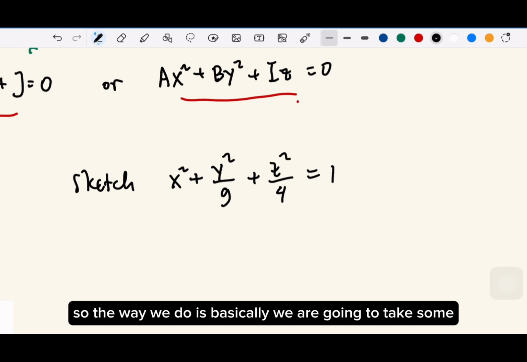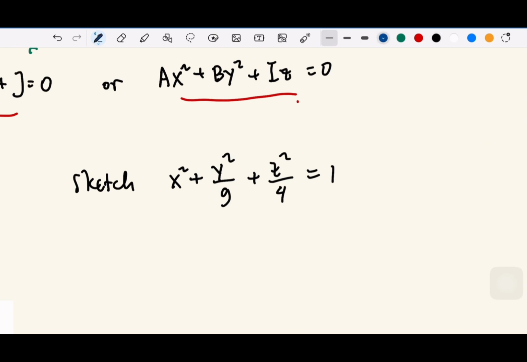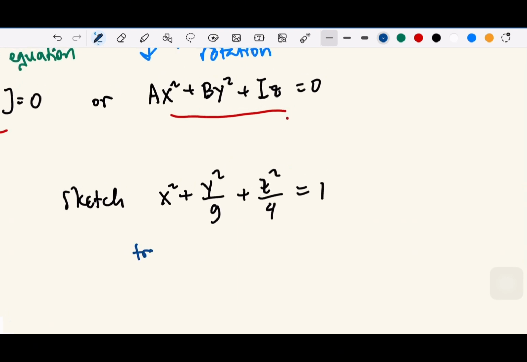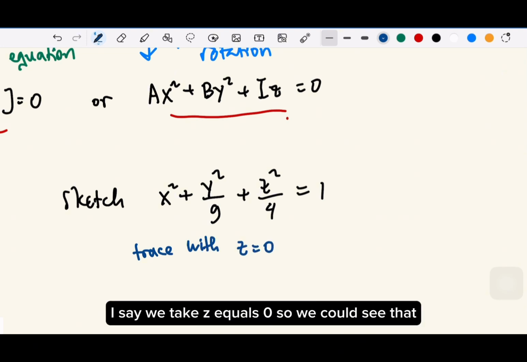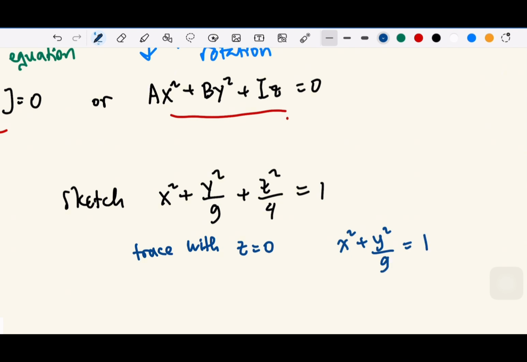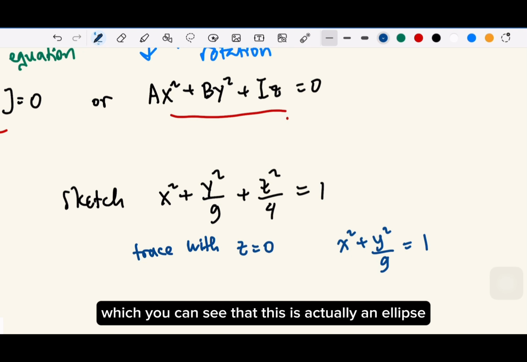The way we do it is basically we take some variable as 0. So trace with z equals 0. Let's say we take z equals 0. Then we see that we have x squared plus y squared over 9 is equal to 1, which we can see is actually an ellipse. So we can see that this part is an ellipse.